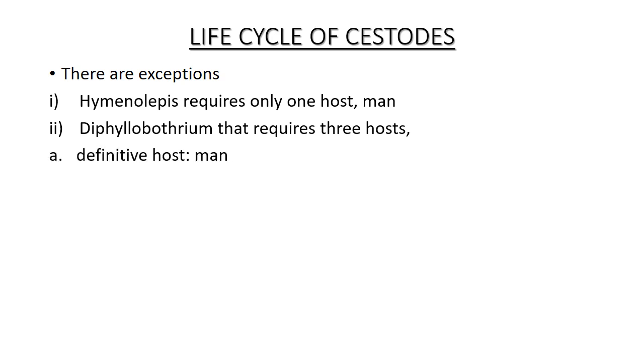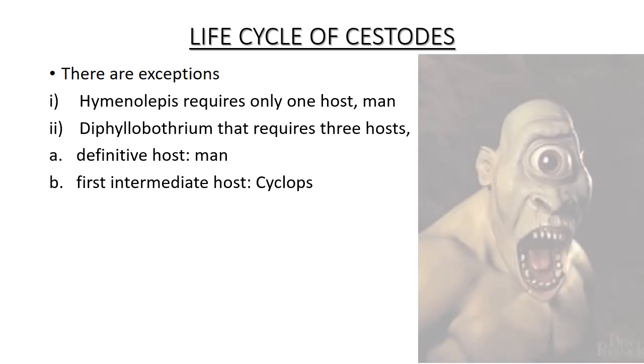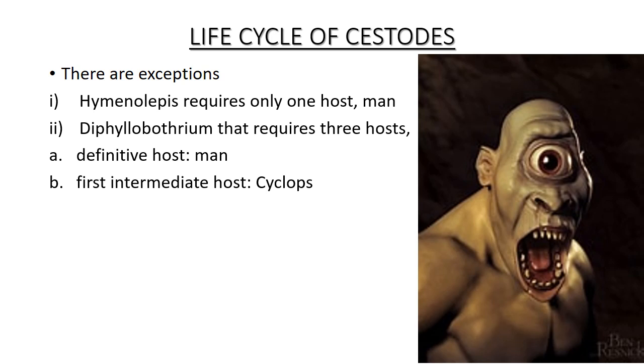We have the first host, which is the definitive host, which is the human being. Then we have the second host, which is the first intermediate host, which are Cyclops. Wait, Cyclops? Do we mean this guy? Well, in description, Cyclops are simply one-eyed organisms, but we don't mean this guy here. These are tiny, cute creatures. Hopefully they are cute, but they are just single-eyed organisms, but not this guy here. Then we have the second intermediate host, which is the fish, which makes it three hosts to complete their life cycle.